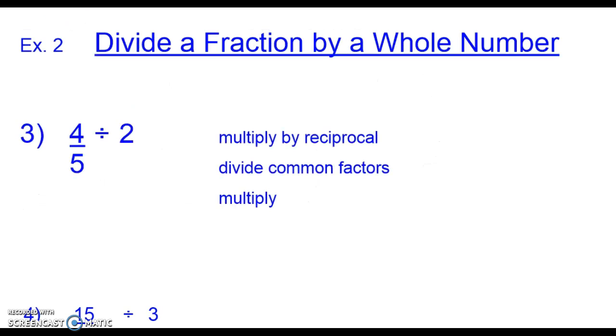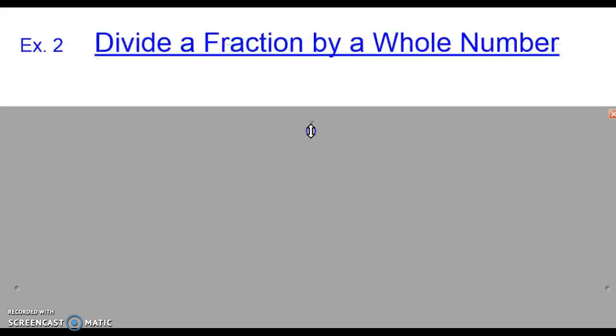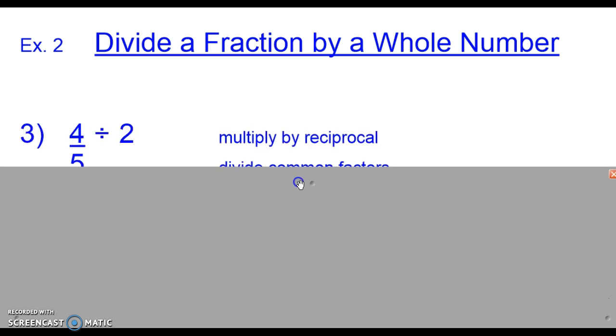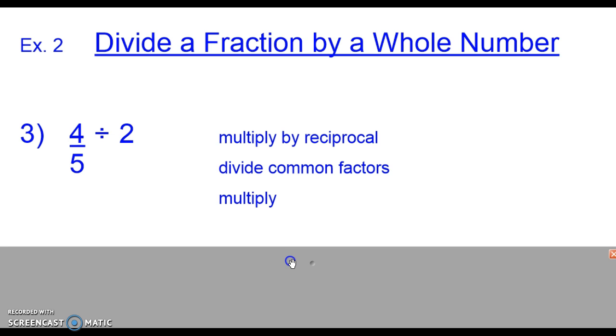Okay, so this next one, we're going to be working on dividing fractions by a whole number. So you have 4/5 divided by 2. So we're going to multiply by the reciprocal, then divide common factors, and then multiply again. So in order to do this, the first thing I'm going to do is write my whole number as a fraction. And the easiest way to do that is to put it over 1.